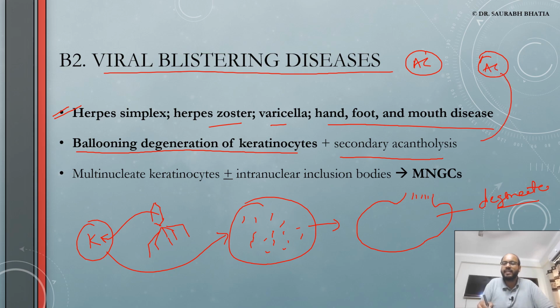So that is known as secondary acantholysis. That means the cell is gone, there's no problem in attachment, but there's no cell to attach to, and that is known as secondary acantholysis. You will also see multinucleated giant cells like we usually observe when we do a Tzanck smear from an herpetic ulcer. Okay.